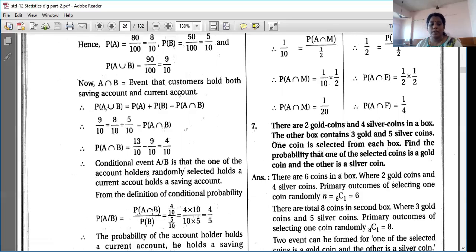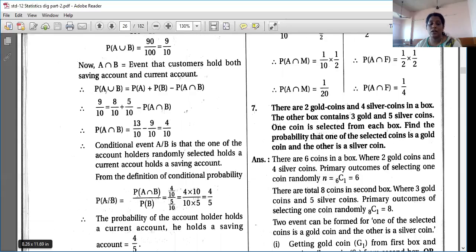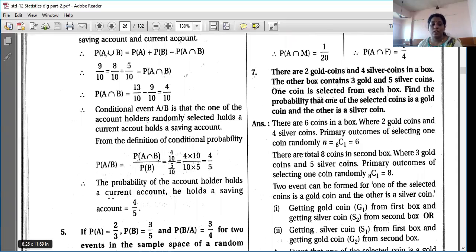A by B means P of A intersection B upon P of B, that is 4 by 10 upon 5 by 10. That is 4 by 10 into 10 by 5, which comes to 4 by 5. The probability that the account holder holds a current account given that he holds a saving account is 4 by 5. Understood?